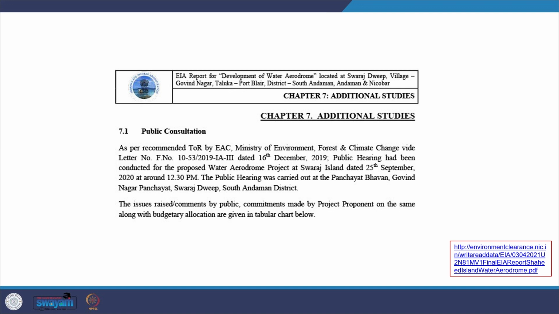So the public consultation part, you see that as per the TOR, they had to undertake a public hearing, which was to be conducted for the proposed project. And when and where they did it, they have documented that. The public hearing was carried out in the following places: Panchayat Bhavan, Govind Nagar Panchayat, Swaraj Dweep, South Andaman district.